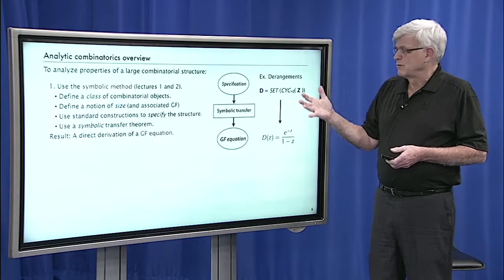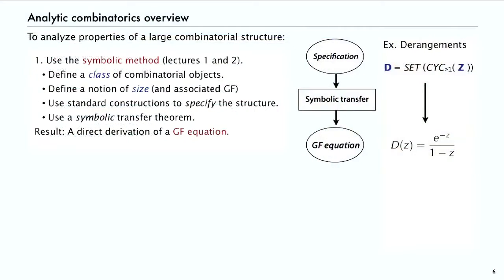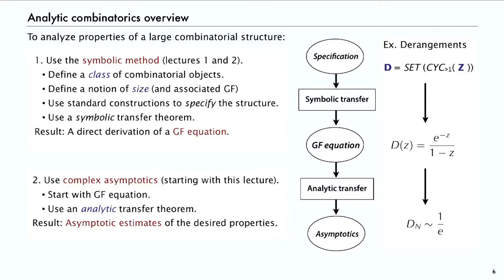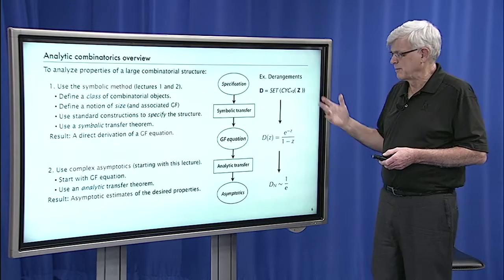So here's the overview of really what we're going to want to be doing for the next several lectures. In the first part of the course, we talked about the idea of taking a specification and using a symbolic transfer theorem to give us a generating function equation directly from the specification. In this part of the course now, what we're going to do is take the generating function equation and develop analytic transfer theorems that immediately give us the asymptotic result. And we'll see many, many examples of this character where the derivation of the asymptotic result is as simple as that. Specify, transfer, transfer, asymptotic result. We'll see many examples of that.